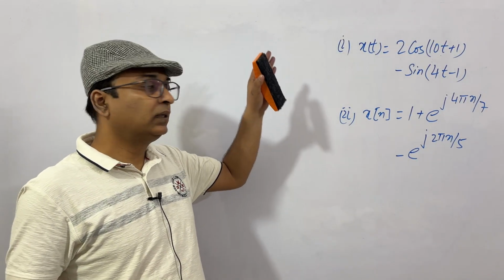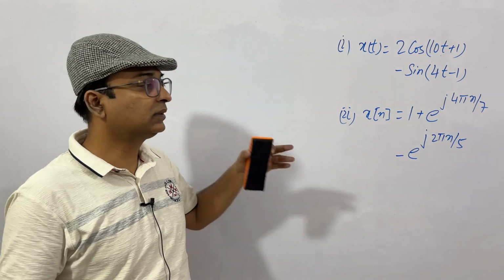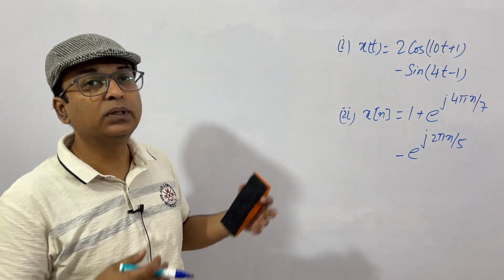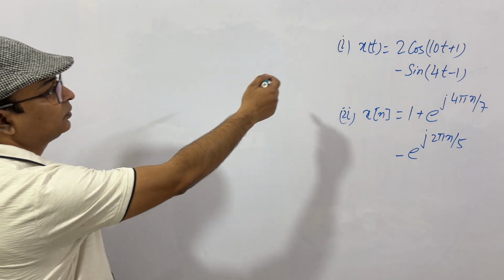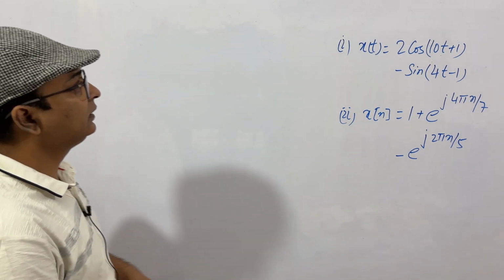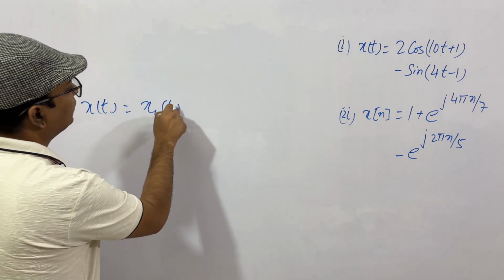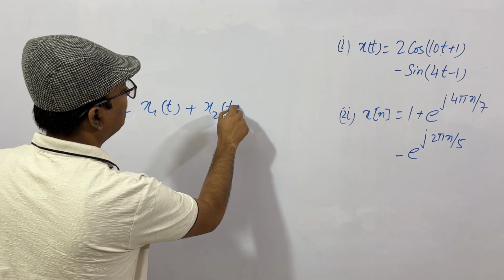Now let's find out the time period for composite signals, which are a combination of two or more signals. One example is for continuous time and one is for discrete time. Let's understand what we do. See, if we have a signal which is composed of 3 signals, let's say these 3.